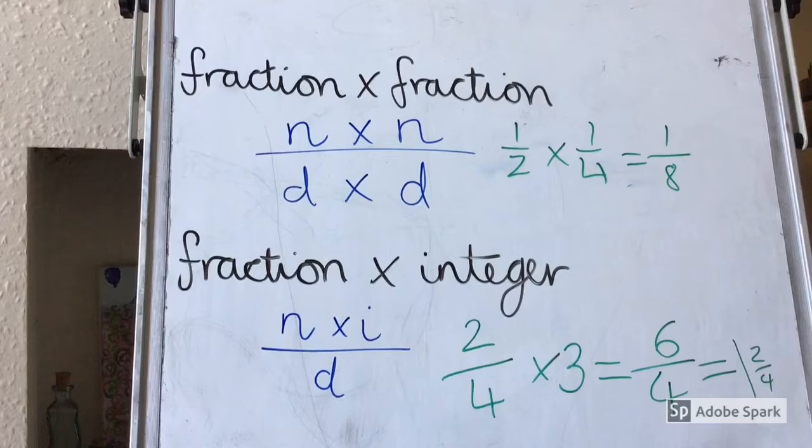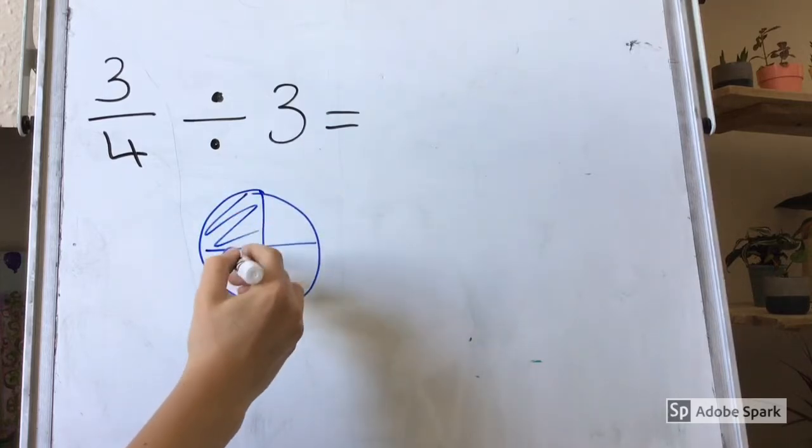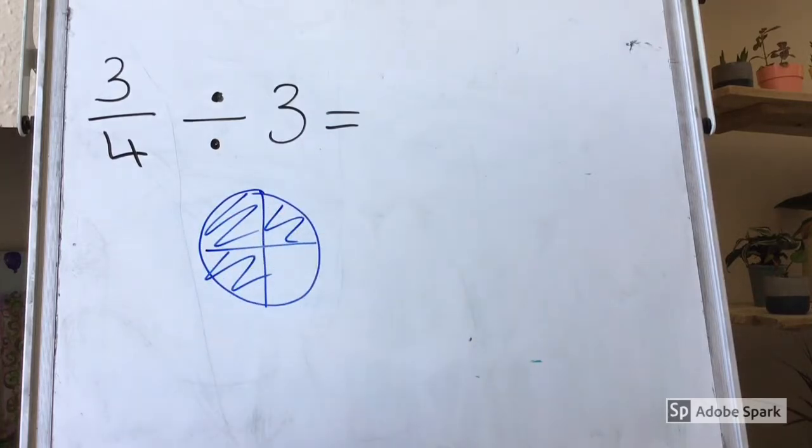And for a fraction times an integer, we do numerator times integer, but we leave the denominator the same. So for 2/4 times 3, we do 2 times 3, which is 6, and keep the 4 the same. And we can change this to a mixed number of 1 and 2/4, or even better, 1 and 1/2. Yesterday we looked at multiplying fractions, but today we're going to be looking at dividing fractions by whole numbers.